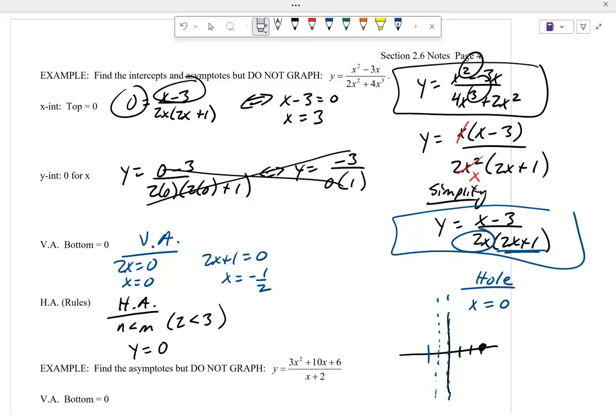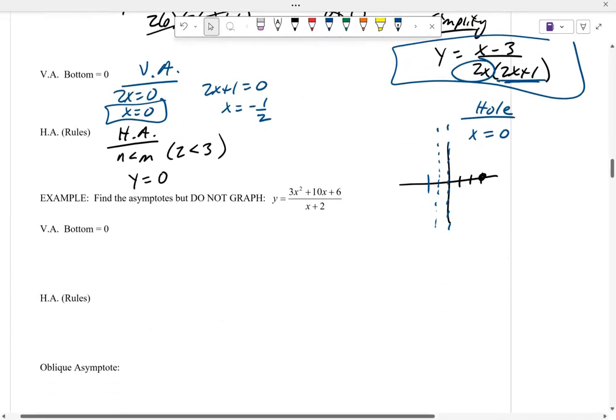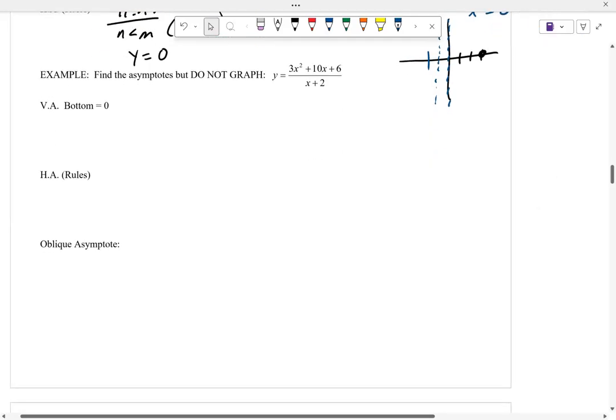Okay? And I mentioned that we have a hole at x equals 0 on this because we had the factors cancel. But because we have a vertical asymptote, I don't have to worry about that anyway. It's never defined there at x equals 0. Okay? Again, we're not getting into the graphs on these, but just so you have an idea when we get into those. Let's look at another one here.